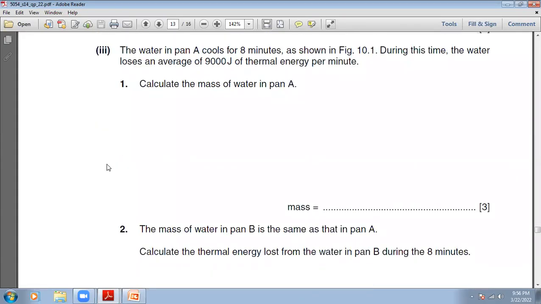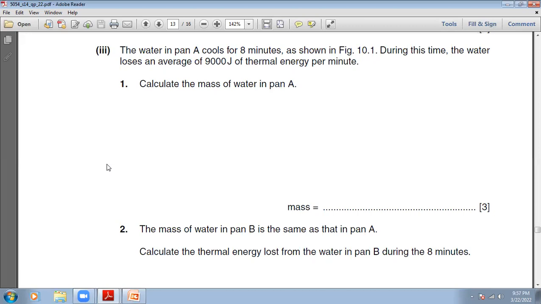He says the water in pan A cools for 8 minutes as shown in figure 10.1. During this time, the water loses an average of 9,000 joules of thermal energy per minute. Calculate the mass of the water in the pan. It takes 8 minutes to cool, and 9,000 joules of energy is released per minute. So in 8 minutes, how much energy will be released? 9,000 multiplied by 8. So you know how much energy is released.